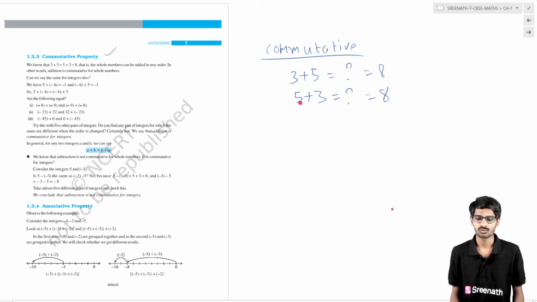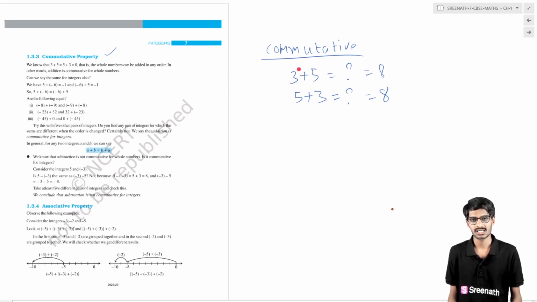So what is the change in these two examples? In these two examples, the right side term 8 is the same, and the left side terms 3 and 5 are also the same, but their order is changed. In this, 3 is added to 5, in this 5 is added to 3, but the resultant is the same.